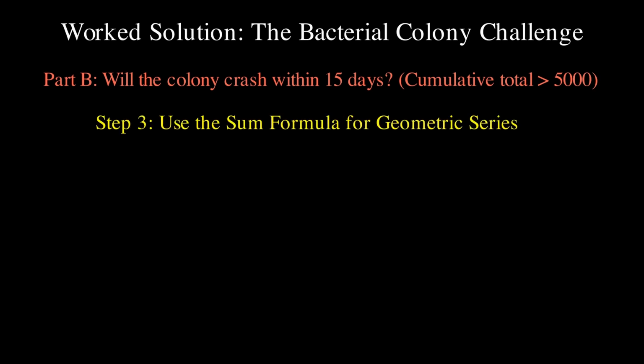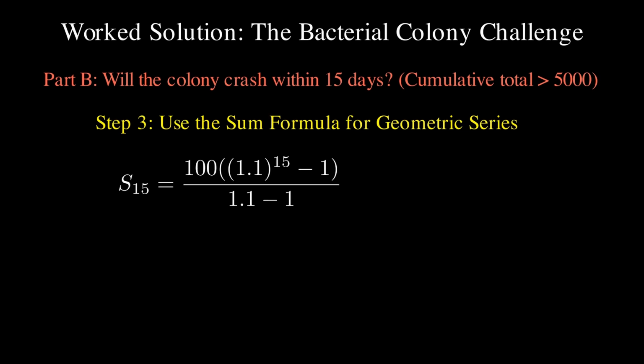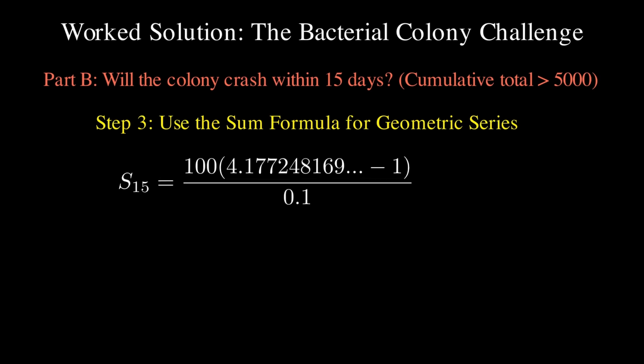In step 3, in this case, we're going to use the sum formula for a geometric series. Again, from our formula booklet, the sum is Sn equal to u1 times r to the power of n minus 1 over r minus 1. Now we need the sum for the first 15 days, so n is equal to 15. Again, substituting n by 15, we get S15 is equal to 100 times 1.1 to the power of 15 minus 1 divided by 1.1 minus 1.